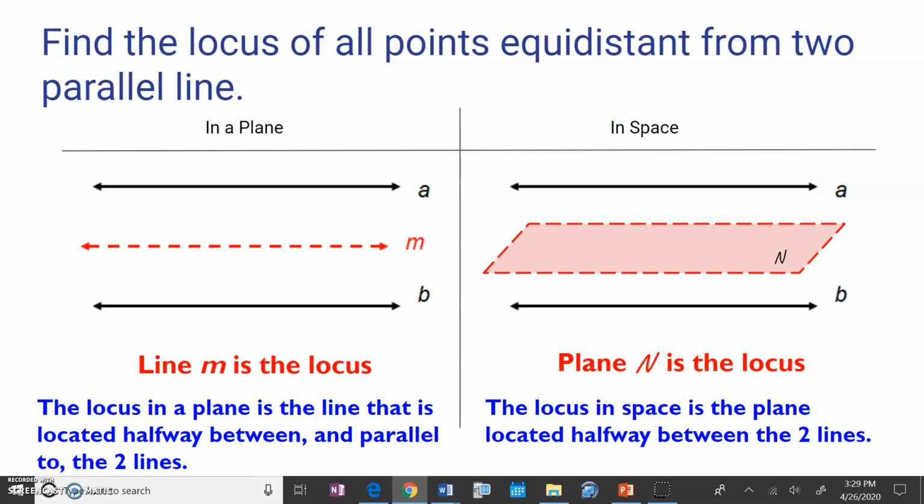We go through a description and say that the locus in space is the plane located halfway between the two lines. All right, you guys are going to have a worksheet that's going to have a whole bunch of practice problems on there, and I'm going to post a blank worksheet for you guys to work on, and I'll also post an answer key. I encourage you to try everything without the answer key if you can, and then go and check your answers and make corrections.